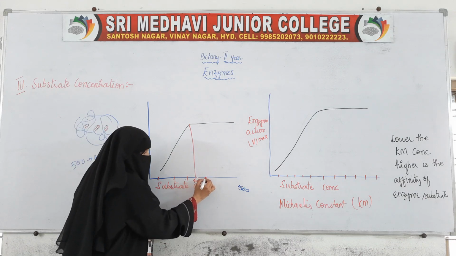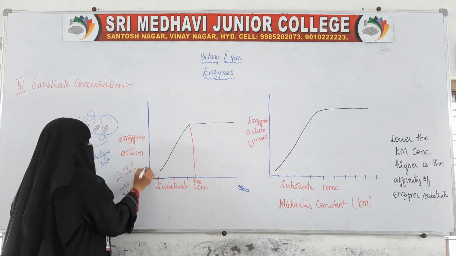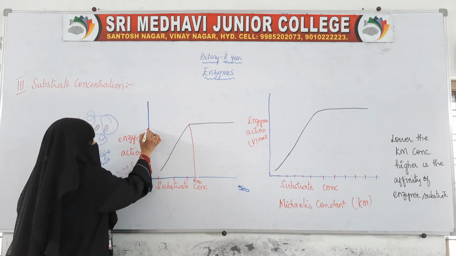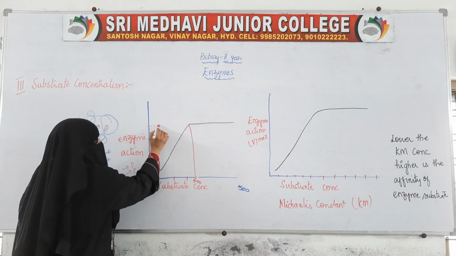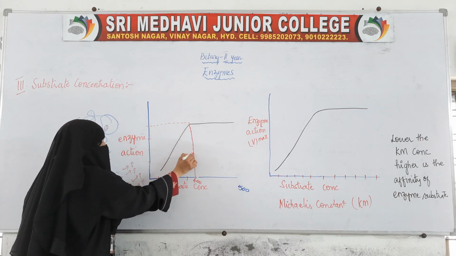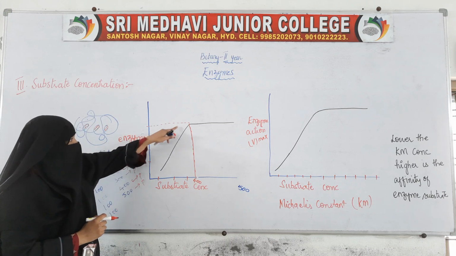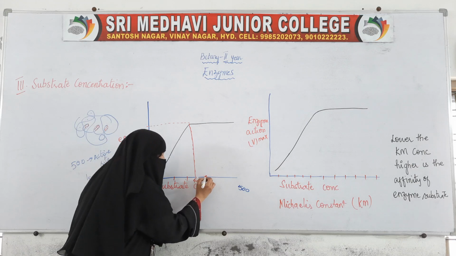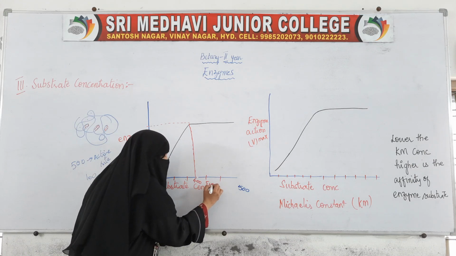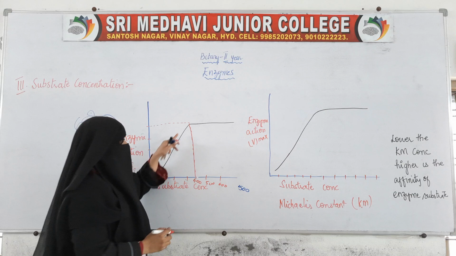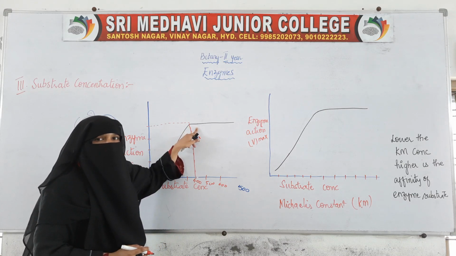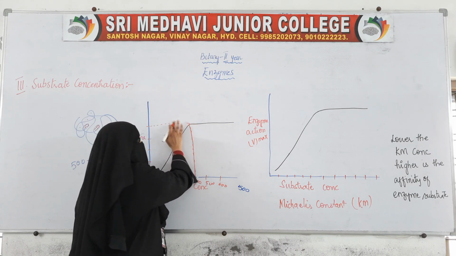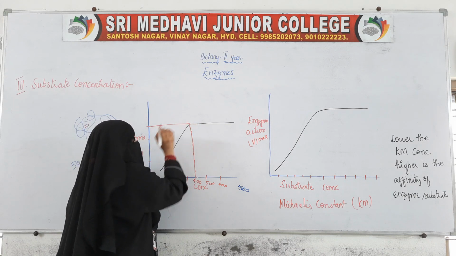Now, after 400, that is enzyme action, here it is active sites 100, 200, 300. At 400 active sites, the activity is maximum. Now all the active sites have been filled. Now if I add furthermore, 500, 600, what will happen? No, the productivity will not be increased. The productivity will become stable.